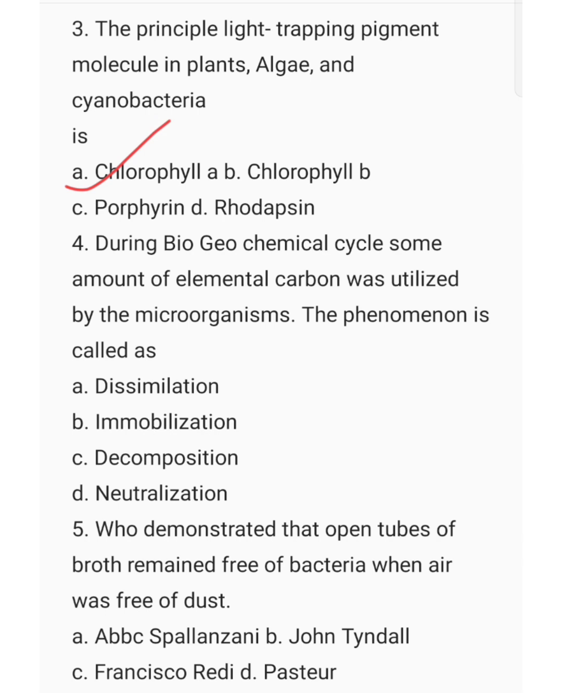Next question. During biogeochemical cycle, some amount of elemental carbon was utilized by the microorganisms. The phenomenon is called option A, dissimilation, option B, immobilization, option C, decomposition, option D, neutralization. The right answer is option B, immobilization.